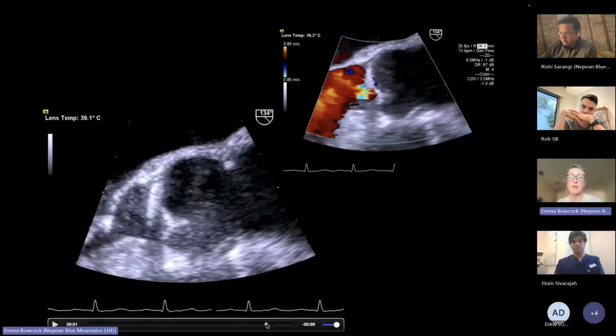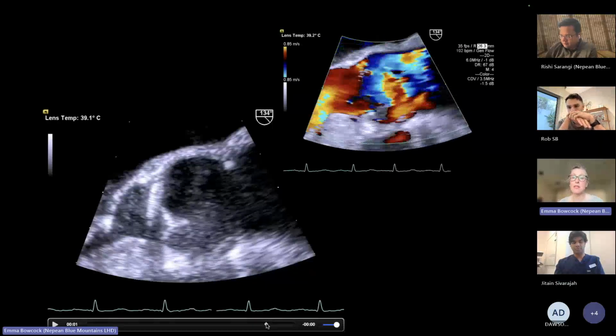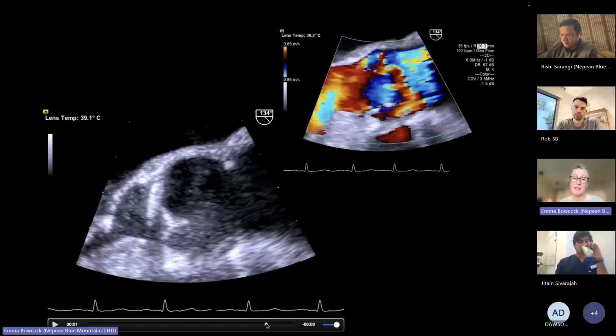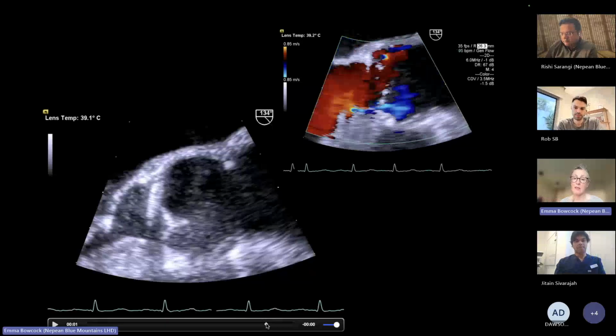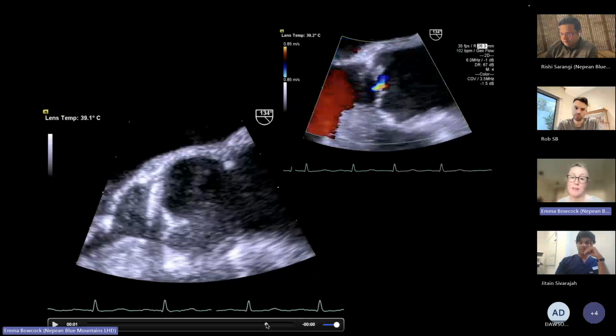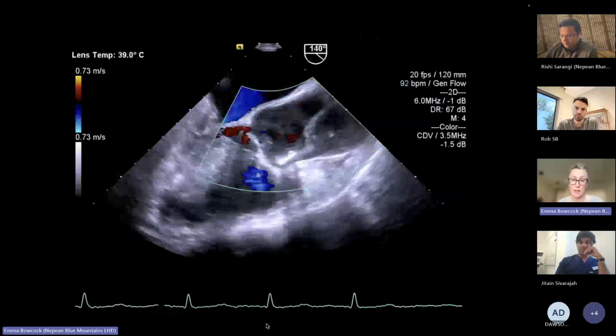For everyone else, with acute severe AR, of course, you don't always get that holodiastolic flow reversal because of the rapid equalization of pressures, basically. So you can get just a steep but non-holodiastolic flow reversal in acute severe AR.